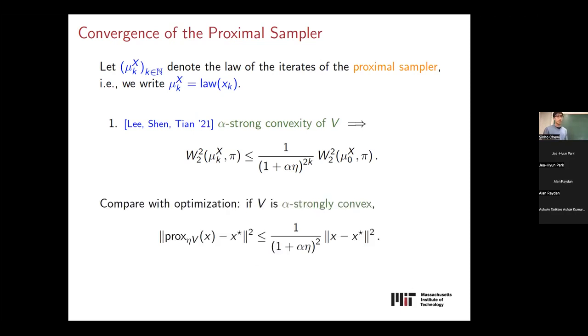One cool thing about this result is that it's exactly analogous to optimization. In optimization, you can prove that if your objective is strongly convex, then this proximal mapping is a contraction, and you can see these contraction factors exactly line up. That's very cool. Sure. Can you say again what alpha is? Alpha is the strong convexity parameter of V. I'm assuming that the Hessian of V is uniformly lower bounded by alpha. Oh, I see, given by the uniform bound. Yeah.